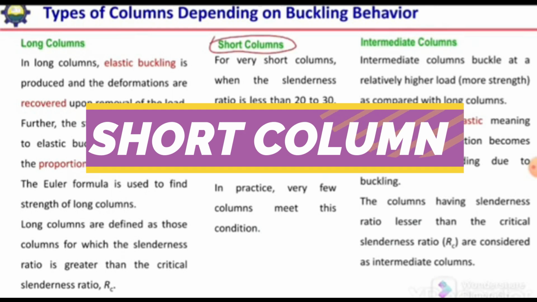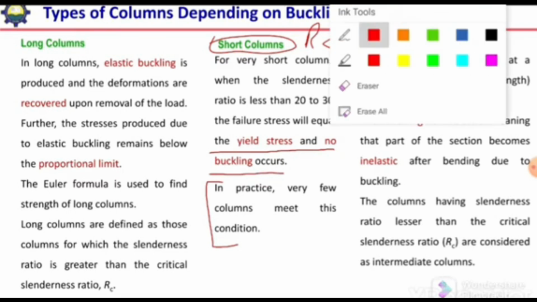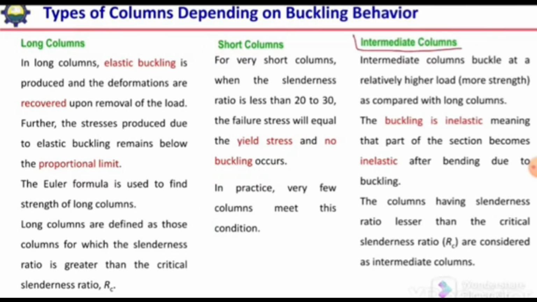In case of short columns, when R is less than 30 or 20, the material will yield and there will be no buckling. So the material will yield without any buckling. This is the short column, so the complete section will yield. In practice, very few columns can fulfill this criteria of short columns, meaning the slenderness ratio is too low. Most of the time we have long columns or intermediate columns.